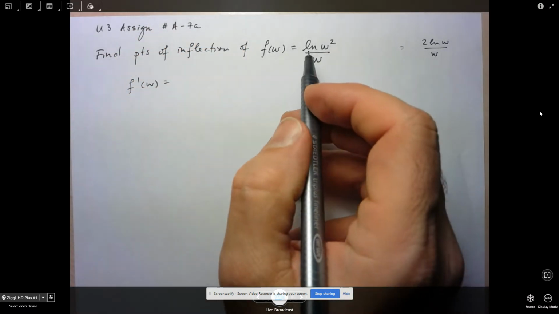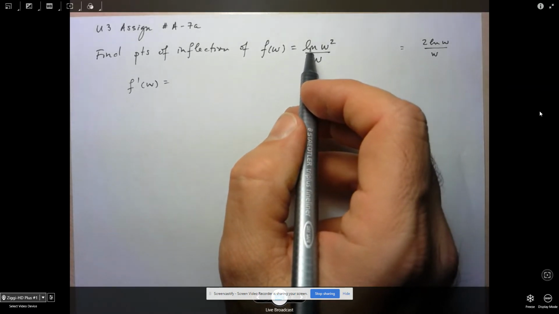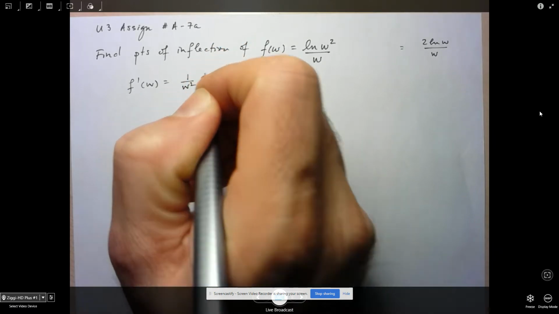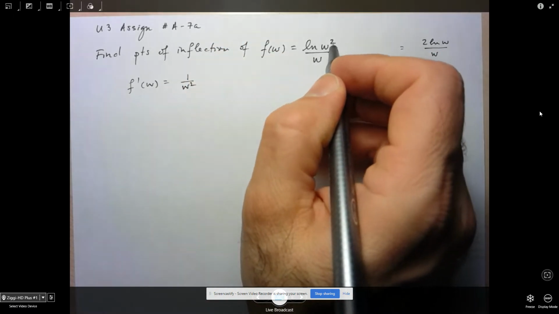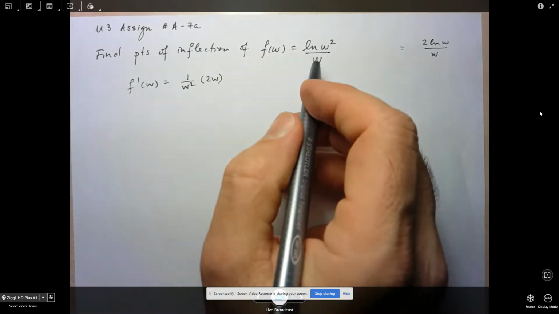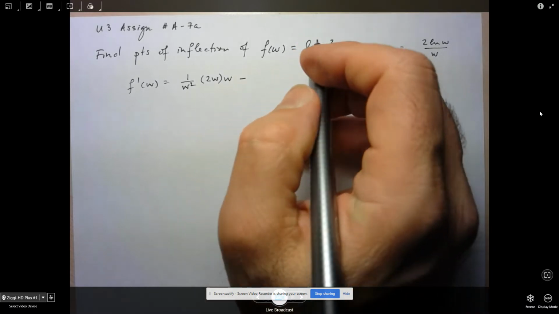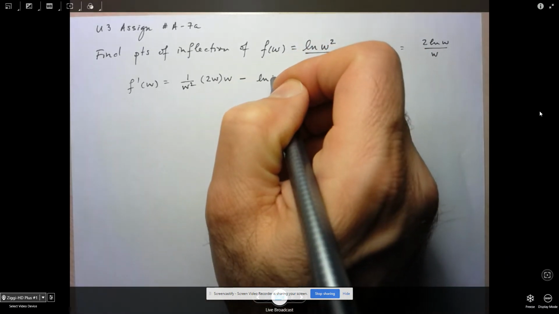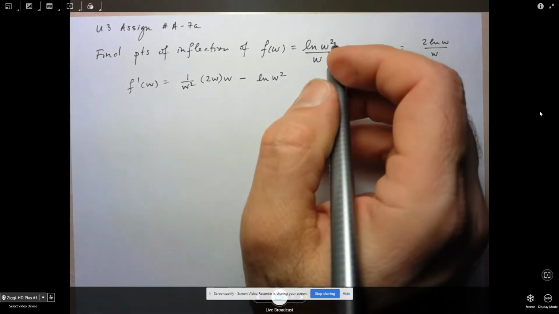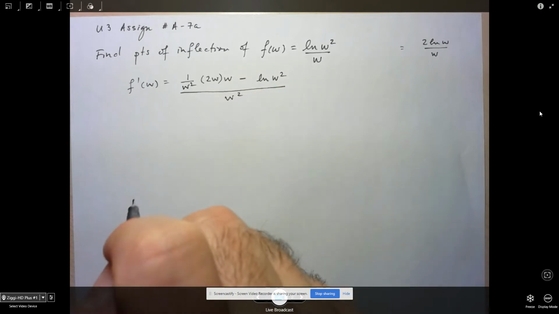Okay, derivative of the numerator, so I have to apply the chain rule. So the derivative of ln w squared is 1 over w squared times the derivative of w squared, which is 2w. Okay, then I multiply that by the denominator function, minus the numerator function, ln w squared, times the derivative of the denominator. Derivative of w is just 1, so nothing else there, and all over the square of the denominator function.